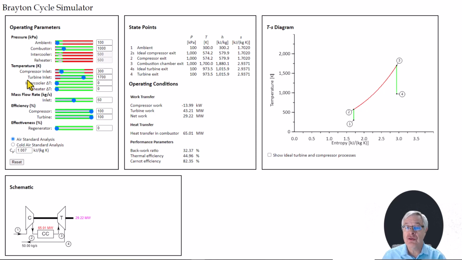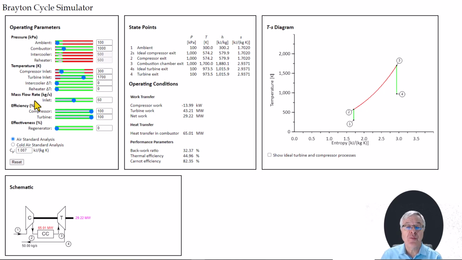Next is the intercooler and reheater delta T's. These are the temperature increases across the intercooler and reheater, and you'll notice by default those are set to 0, so there is no intercooler or reheater in the system right now. We'll show those a little bit later. The next thing we have control over is the mass flow rate, and the default value there is 1 kilogram per second. But we can change that all the way up to 100 kilograms per second if we wish.